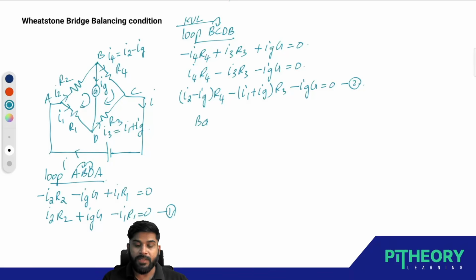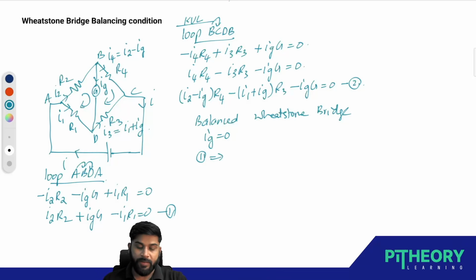If you consider a balanced Wheatstone bridge, basically IG is equal to what? 0. You adjust the values of R1, R2, R3, and R4. And if the Wheatstone bridge is balanced, then the current through the galvanometer is 0. Galvanometer shows null deflection. Then what will happen to our equation number 1?